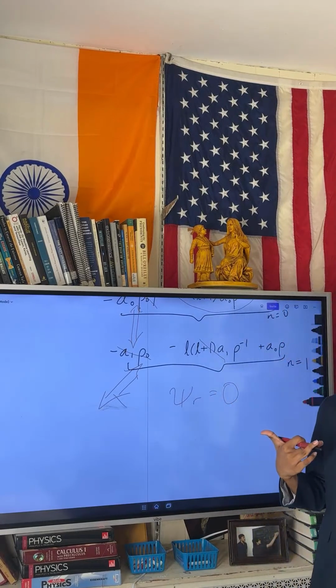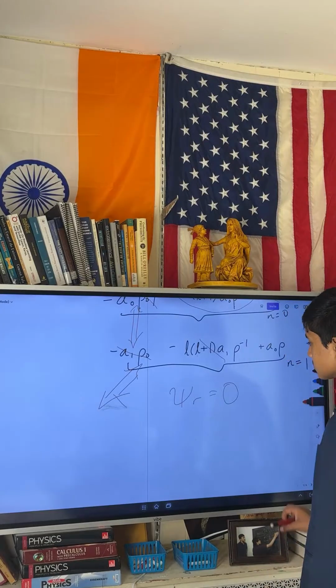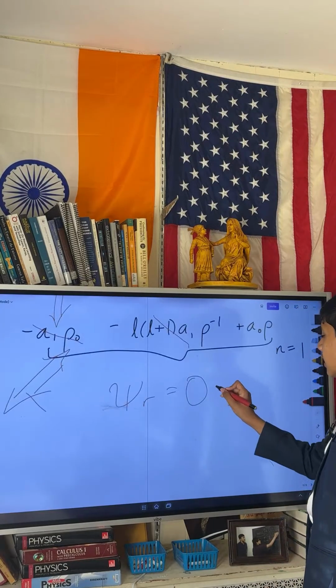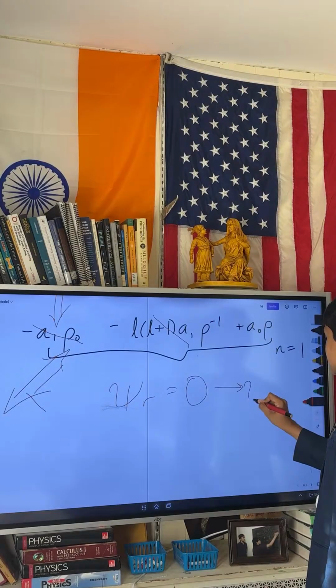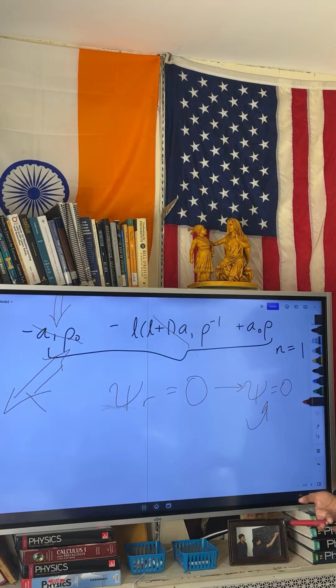Technically, that's a solution to the equation, but is it what happens in real life? So, psi r equals 0 implies that the entire wave function is 0. And a non-normalizable wave function means nothing. So, clearly, we've done something wrong. We have to get a better answer. But how?